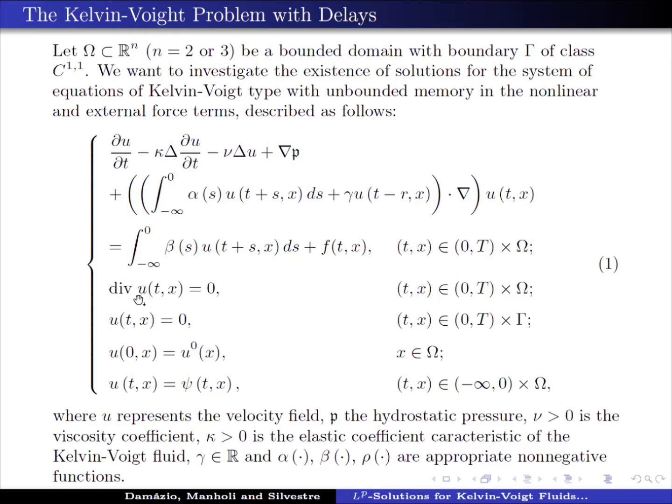This condition, the divergence of U is zero, means that the fluid is incompressible, right? Here the fluid adheres to the border of the cylinder, okay? And there is the initial condition and the past of the solution. This constant mu represents the viscosity of the fluid. Kappa represents the elasticity of the fluid. This number gamma is general, okay? And these three functions, alpha, beta, and rho, will be specified later on.